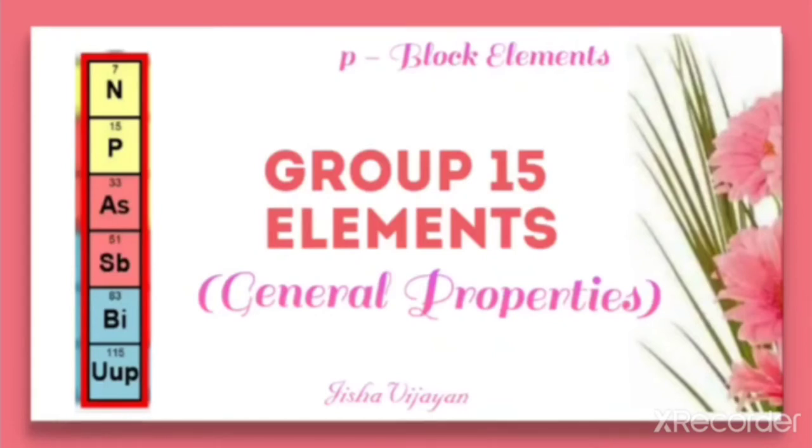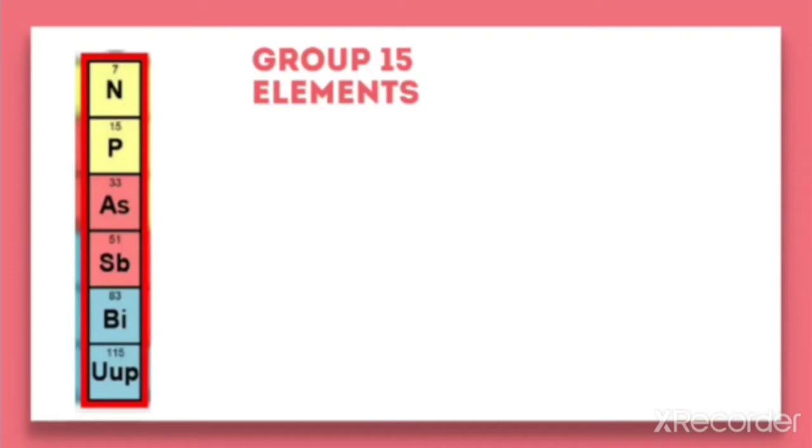Hello students, let us discuss the general properties of group 15 elements in the p block elements. Group 15 elements are nitrogen, phosphorus, arsenic, antimony, bismuth. So we need to discuss the general properties of these elements, that is nitrogen symbol N, phosphorus symbol P, arsenic symbol As, antimony Sb, bismuth Bi.